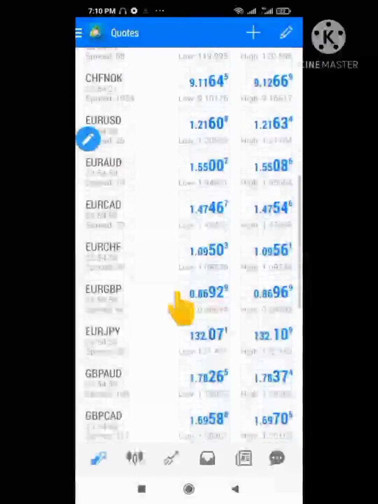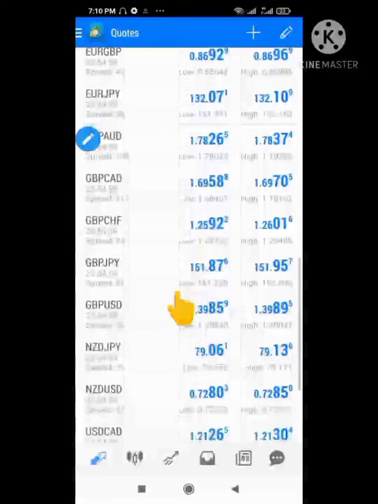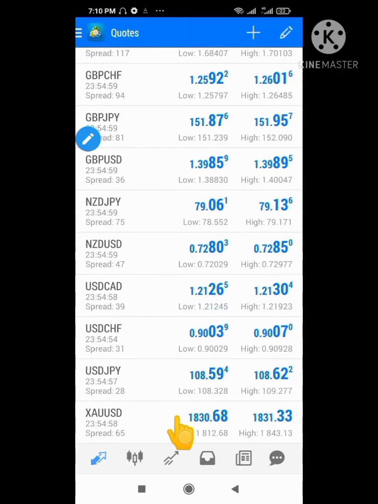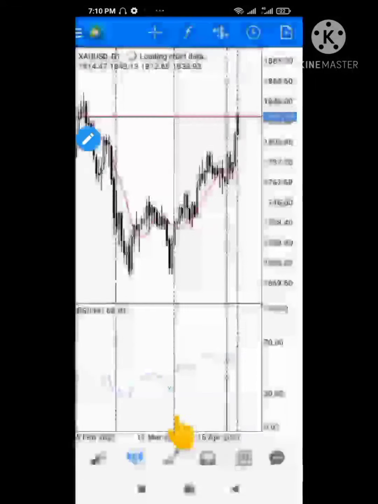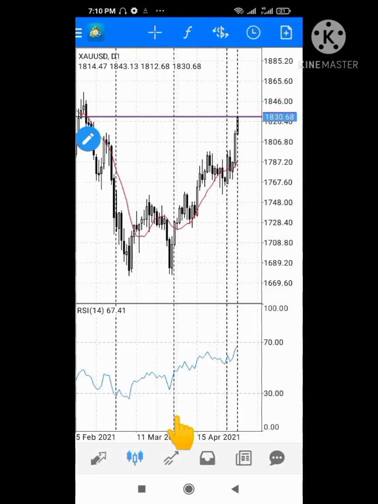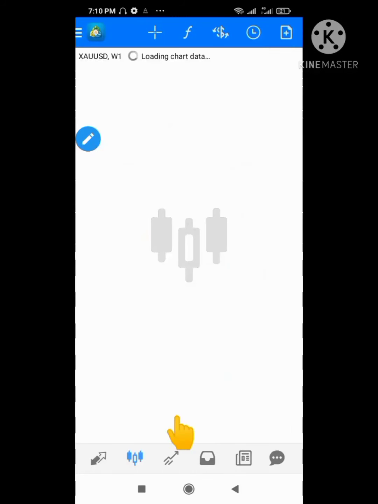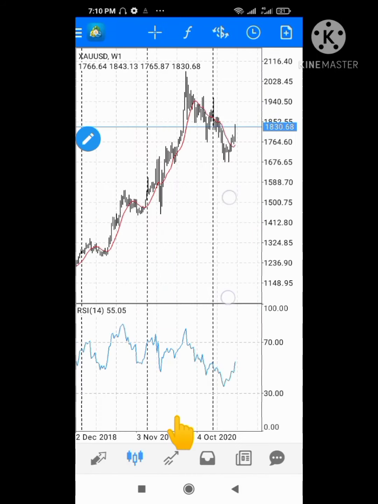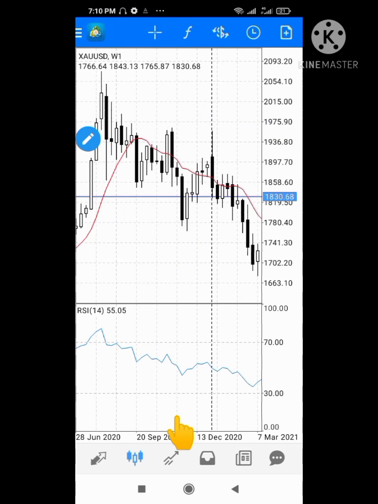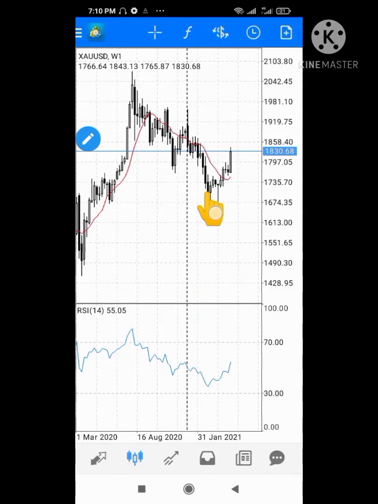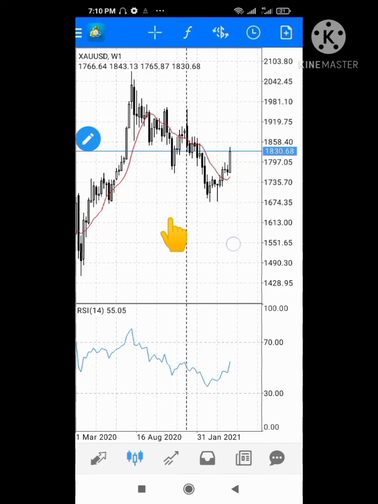What happened last week? So let's go to gold. Look at gold here. Click on gold, open it. If you look at gold, you discover that last week we drew a trend line. As you can see, I switched to the weekly time frame. So last week we drew a trend line on this gold, which is this.